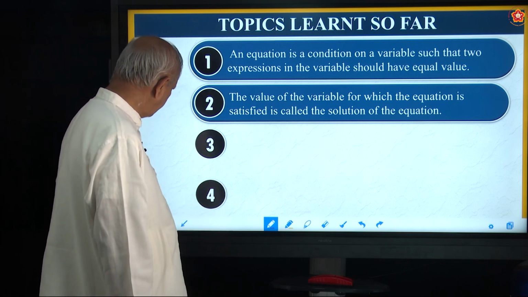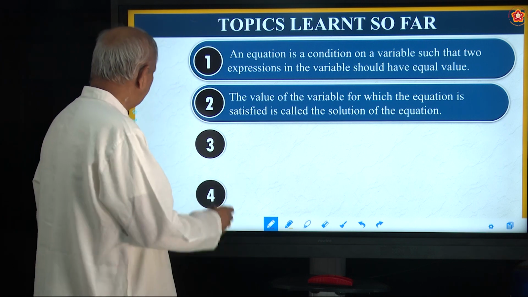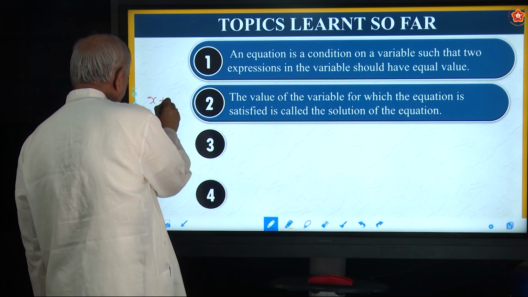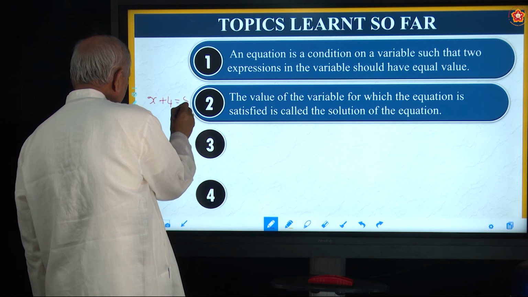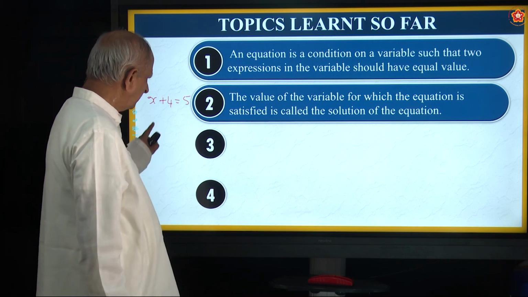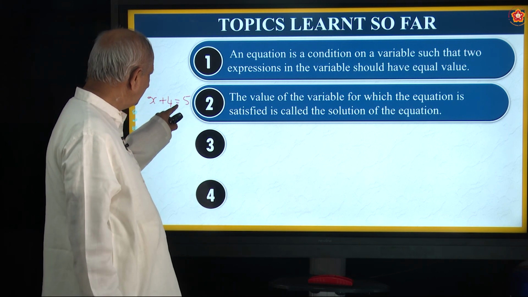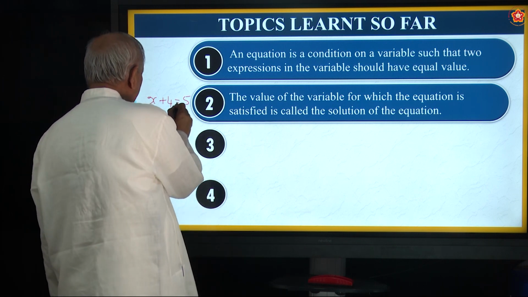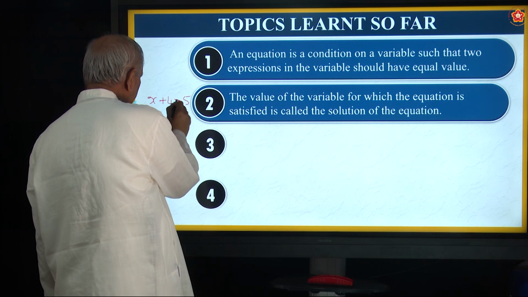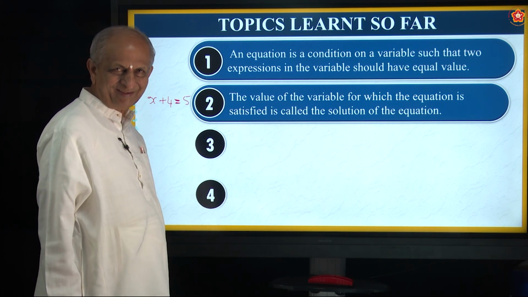For example, suppose an equation is like this, x plus 4 equals 5. Now, what is variable here? Variable is x. And what is this sign called? Equals. It is called equal sign, correct?